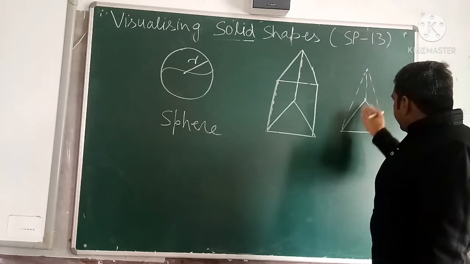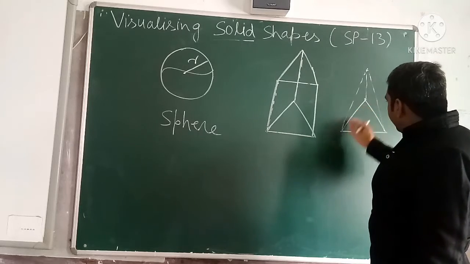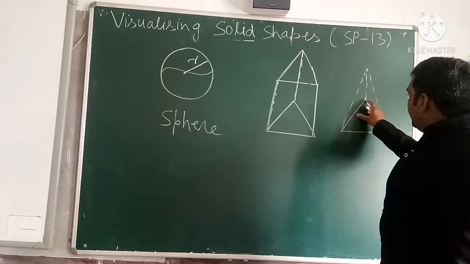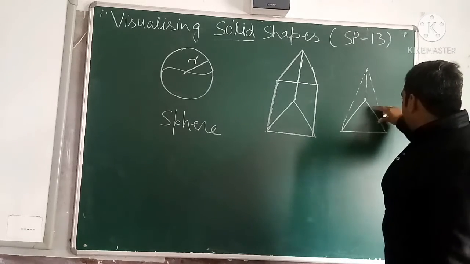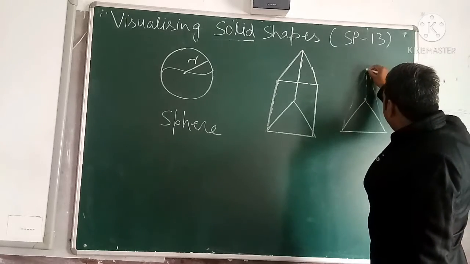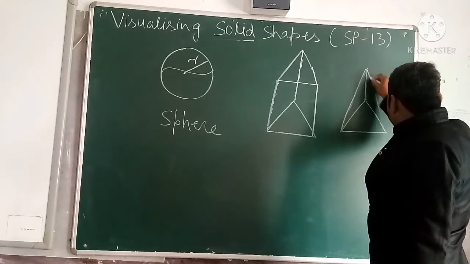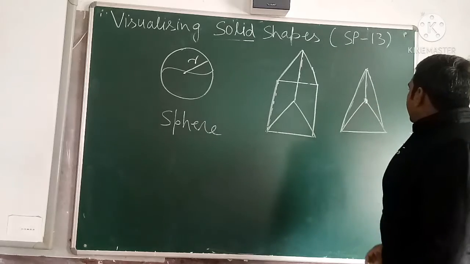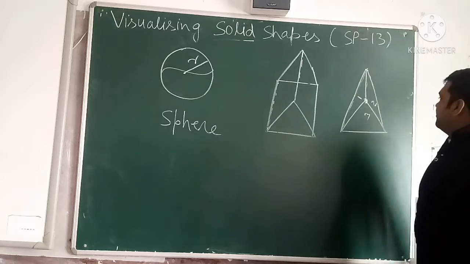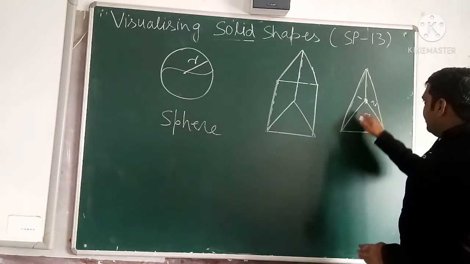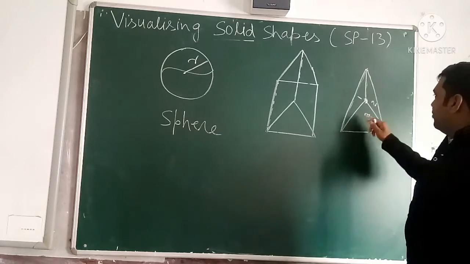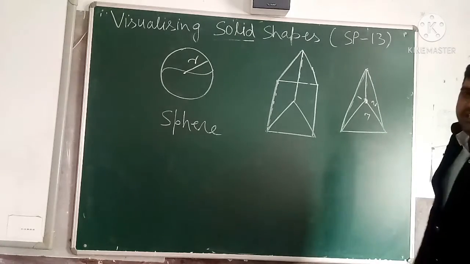Now on each side of the base triangle, another triangle is erected. So a triangle stands on this base, and this base. So you can see the triangle 1, triangle 2, and triangle 3, meeting at the top. So three triangles stand on the sides of the base triangle. So how many faces are there? Here four. Four faces you find, and each face is a triangle in the pyramid.